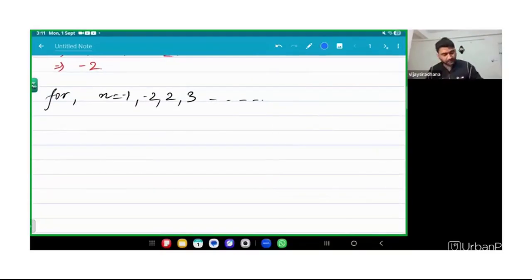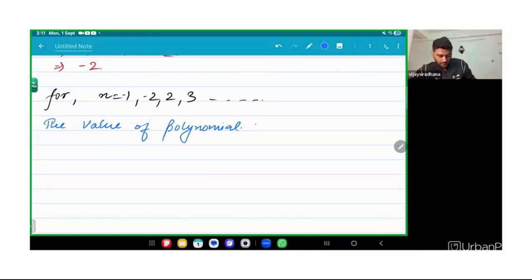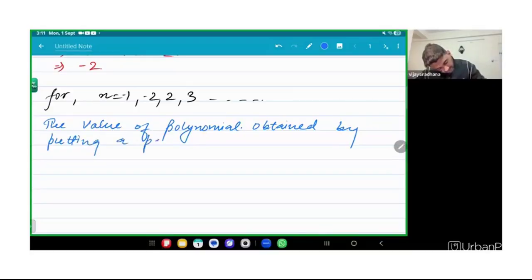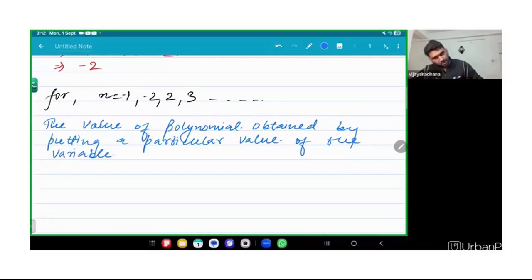So from the definition perspective, the value of polynomial obtained by putting a particular value of the variable is called value of polynomial.